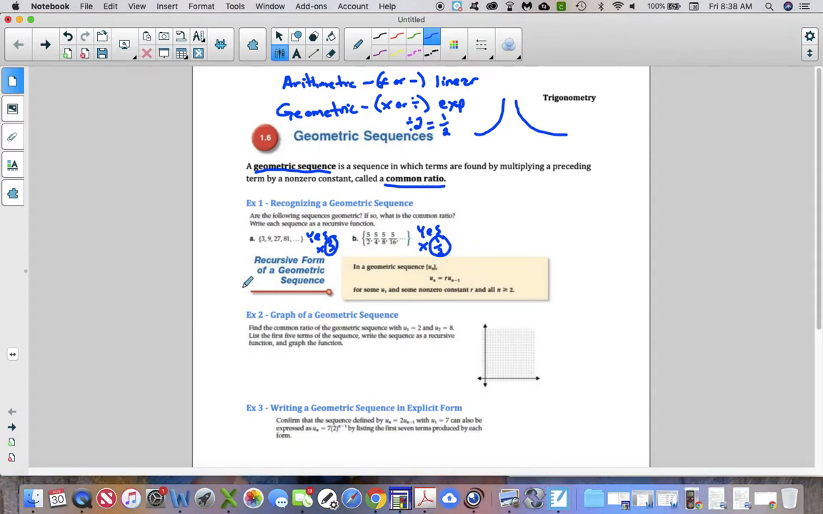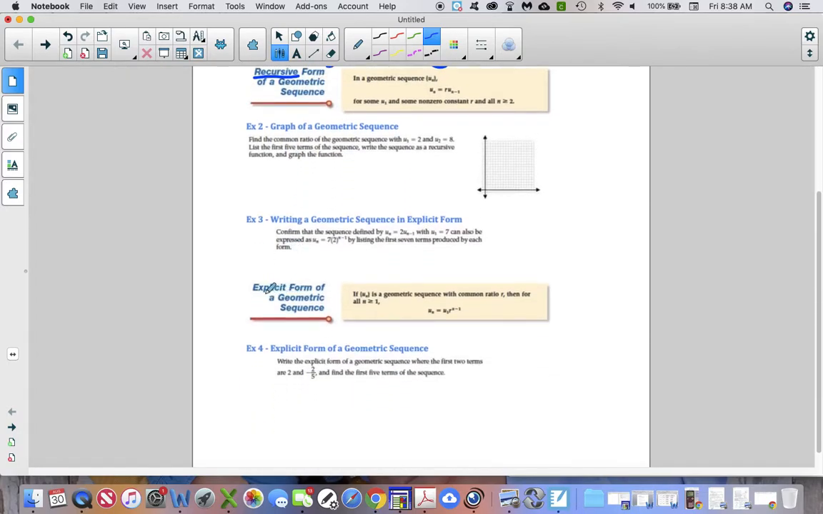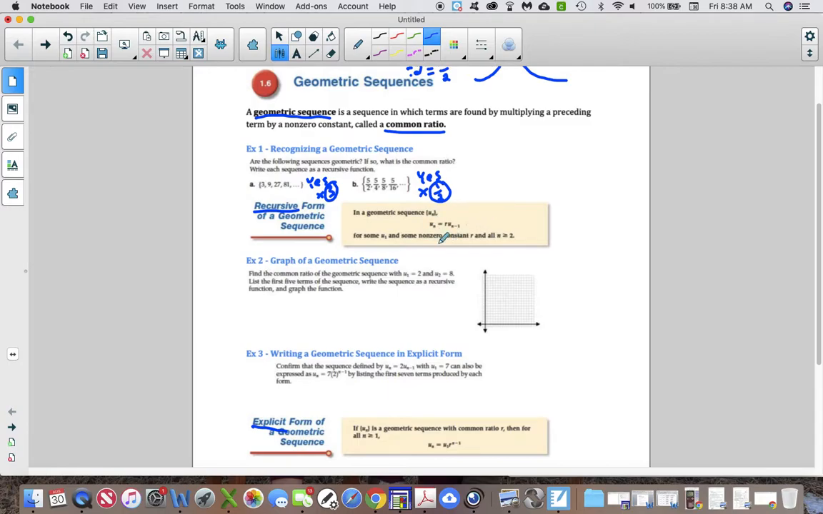Okay, so now we go to recursive, and then down below we'll have explicit. Those are the two types of functions that we have. If you remember back from recursive, it might be a good idea to have your note card out at this time. So get that out if you haven't already, because these are all written on your note card.